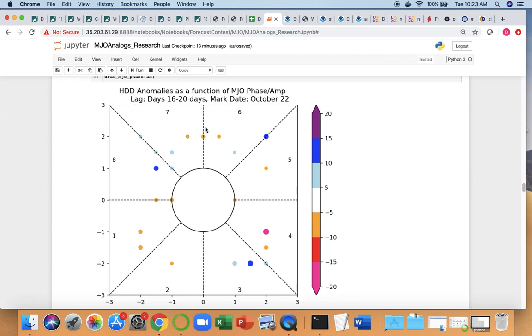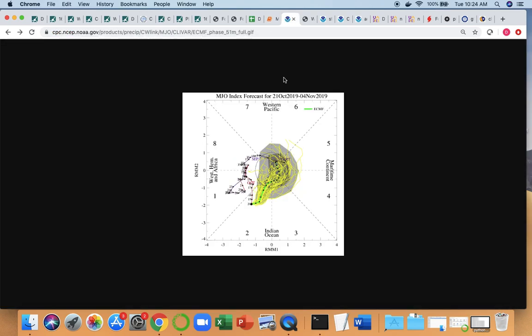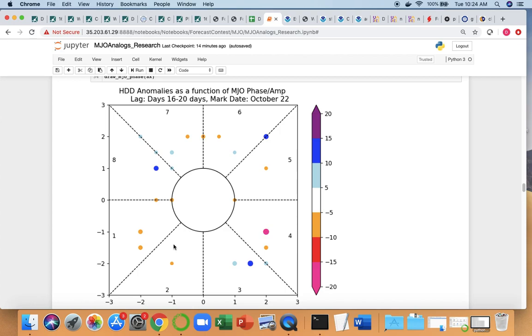So we're looking at the RMM phase diagram, or pseudo of that. So you get your phases 1, 2, 3, 4, 5, 6, 7, 8, and then this is color. This is looking at HDD anomalies. It's looking at lag 16 to 20, so it's looking at our forecast window, and it's showing you the anomalies as a function of where you're initialized. And so we know we're initialized kind of somewhere out there around phase 2-ish, right? So somewhere out here.